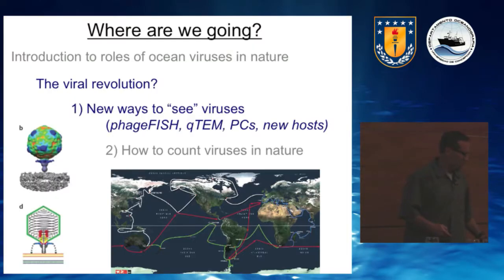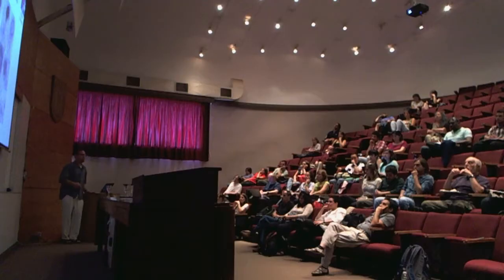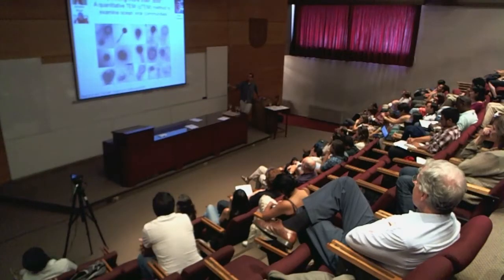So what's this revolution? Well, I'd like to be able to see more than dots, because if you actually start to think about how a system works, 100 dots or 10 dots per cell doesn't get you very far for making any predictions. If those cells behave in different ways, if those viruses behave in different ways, it doesn't get you very far. So the first thing we did was simply develop a quantitative electron microscopy method to be able to turn those dots into pictures.